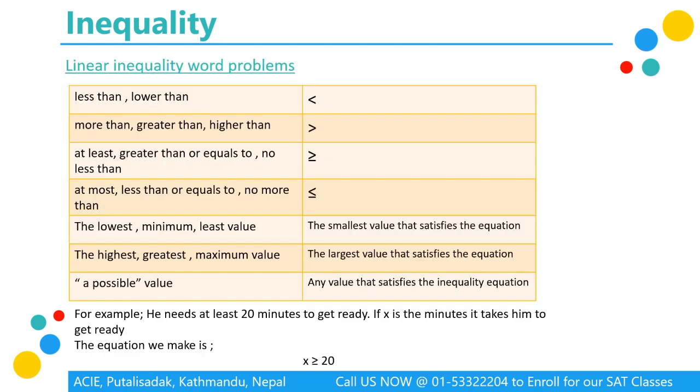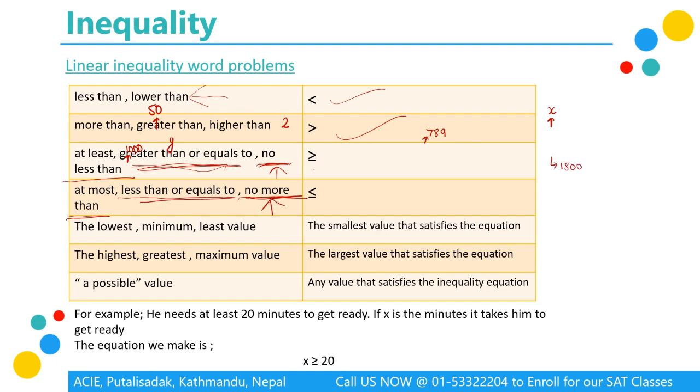So moving on to linear inequality word problems, the most important thing we need to know is what these different signs mean. This sign means less than or lower than. This sign means greater than. And this greater than or equal to sign means either greater than or equal to, or another phrase used in word problems, no less than. No less than and greater than or equal to mean the same thing, so it's very important to note this down. Similarly, no more than and less than or equal to mean the same thing. This will really help you a lot with word problems.